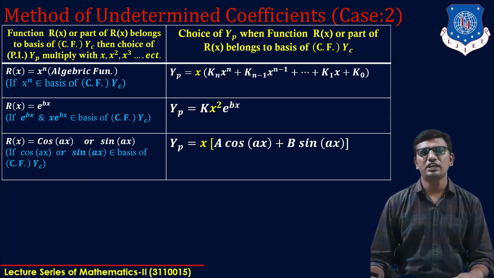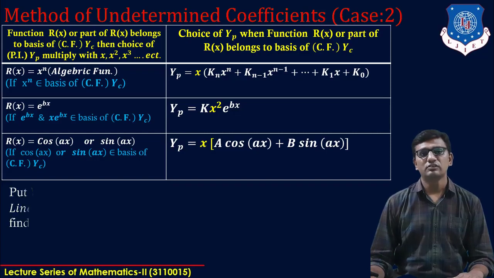If R(x) is cos ax or sin ax and they belong to Yc, then the choice of Yp is x times (a cos ax plus b sin ax). Here if cos ax and sin ax belong to Yc a second time, then again we multiply by x², so Yp will be x² (a cos ax plus b sin ax). So that means when our function R(x) or any part of R(x) belongs to the basis of Yc, then we multiply our choice of Yp by x, x², x³ and so on, according to our Yc basis.